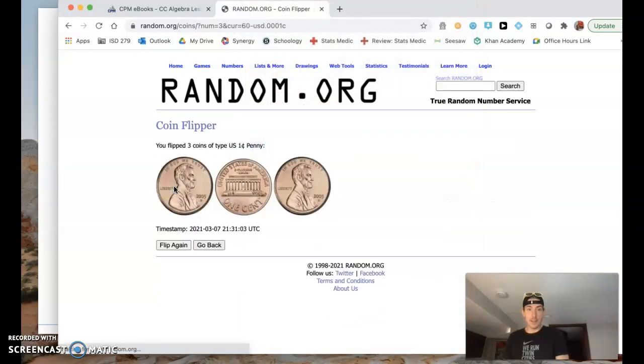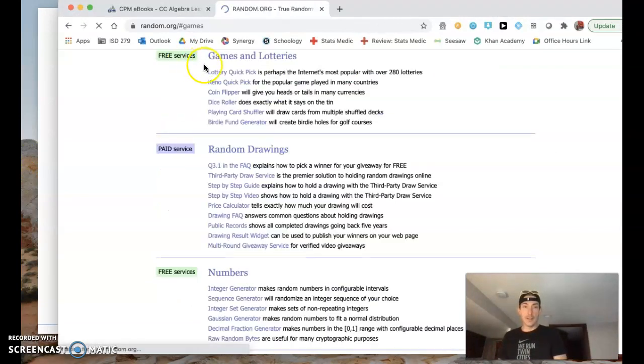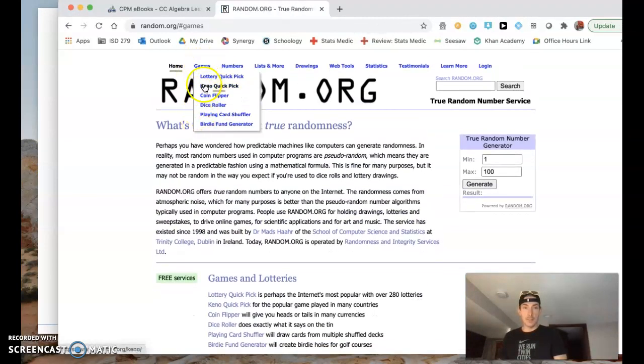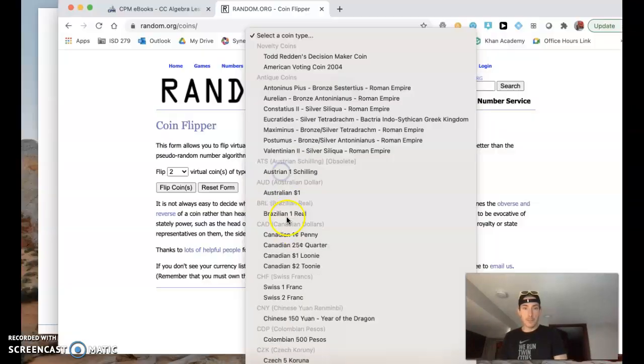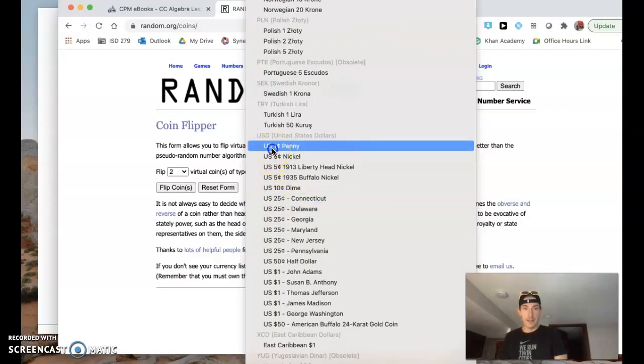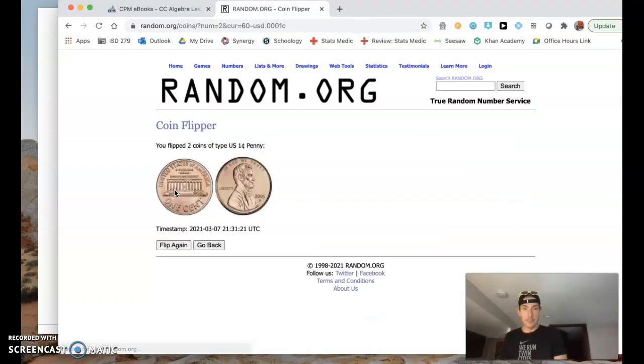Flip coins. Ta-da. And I got 2. 2 heads, 1 tail. I'll remove that 1 tail. There's my 2. I'm going to keep going. Whoops. Games, coin flipper. Flip 2 coins. Flip 2 pennies. Flip them.